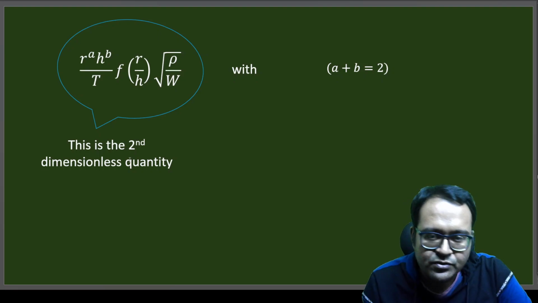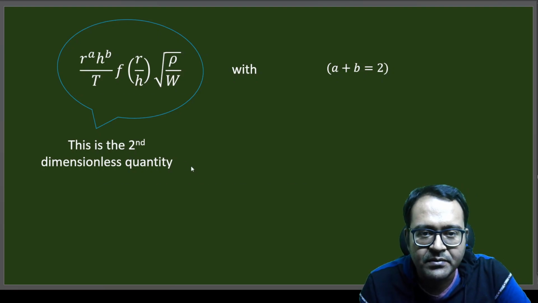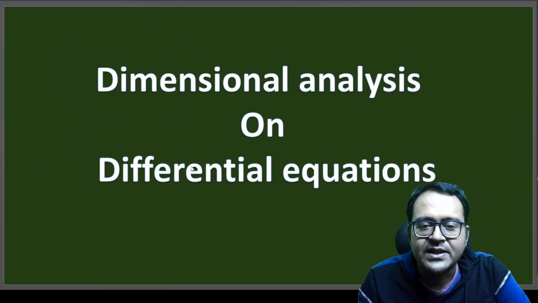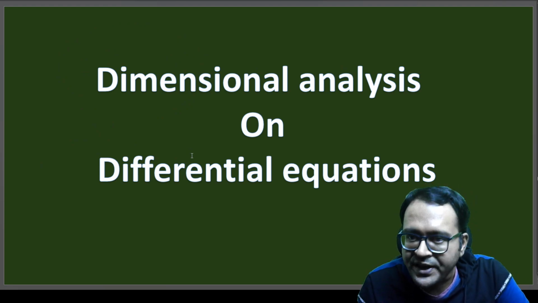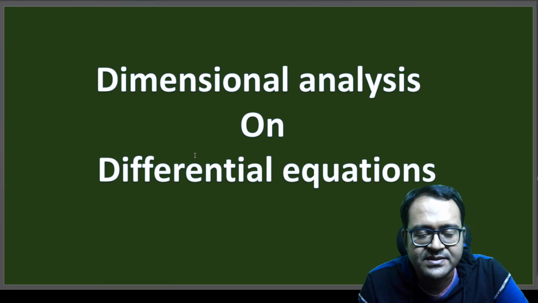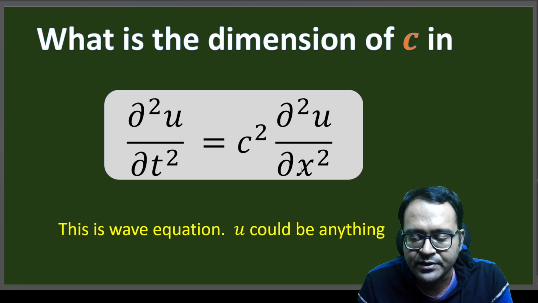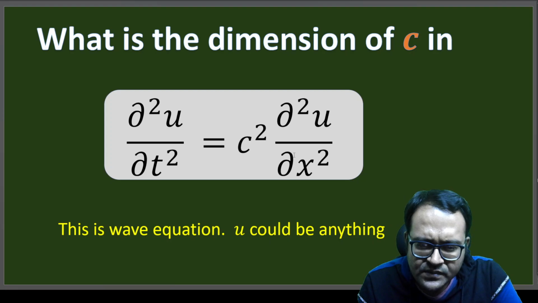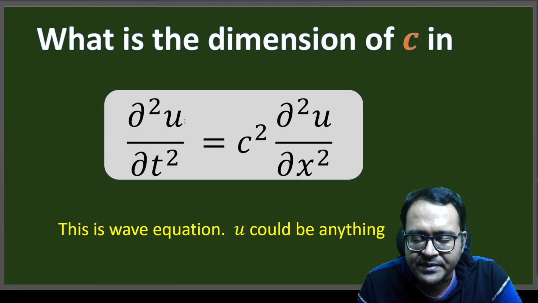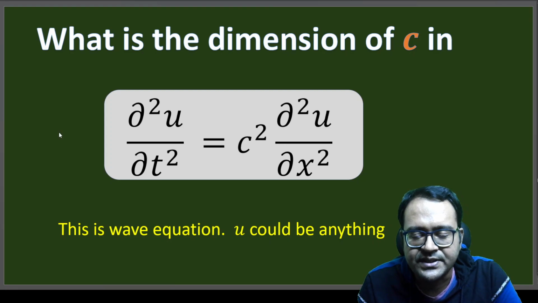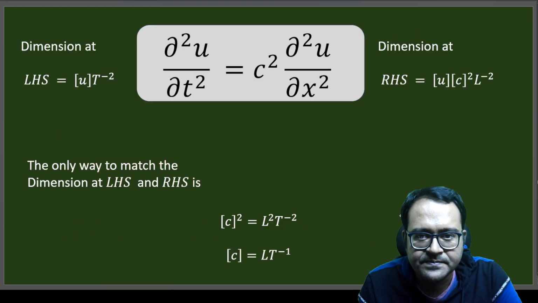Okay, so let's proceed to the second part, that is dimensional analysis on differential equations. We start with very simple things. So this is the wave equation. You already know it. Del square u by del t square is c square times del square u by del x square. u can be anything. I'm not bothering about u. I'm just asking you what is the dimension of c in this equation. It should be very simple.